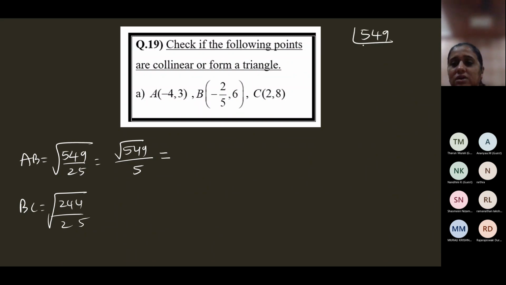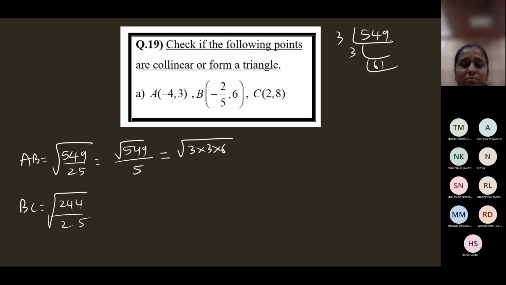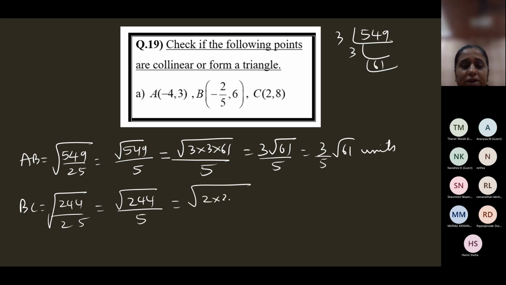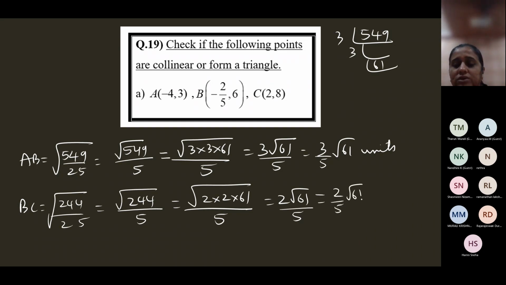When you find the prime factors of 549, we got 3 into 3 into 61. So this is the square root of 3 into 3 into 61 by 5. From two 3s, one 3 comes out. Root 61 by 5, which is nothing but 3 by 5 root 61 units. Then for BC, this is root of 244 by 5, that is root of 2 into 2 into 61 by 5. One 2 comes out, so 2 root 61 by 5, which is nothing but 2 by 5 root 61 units.